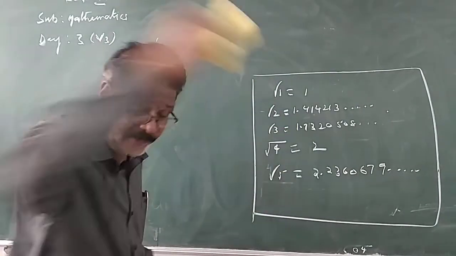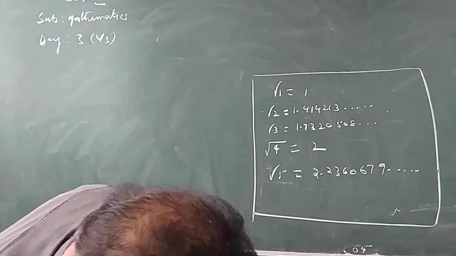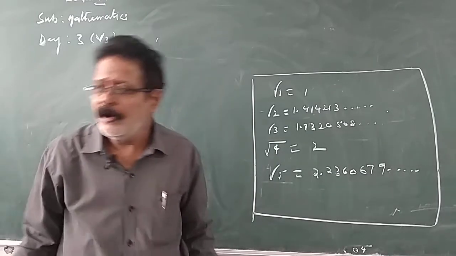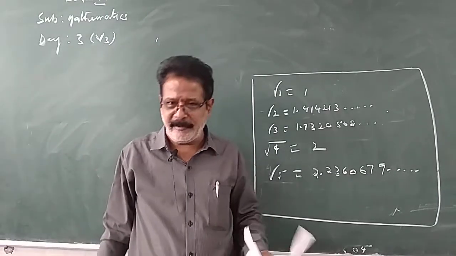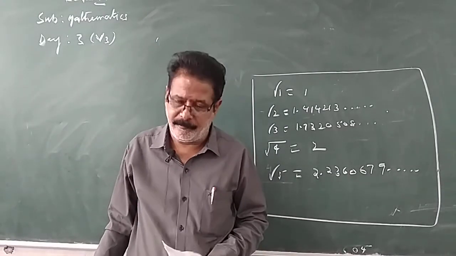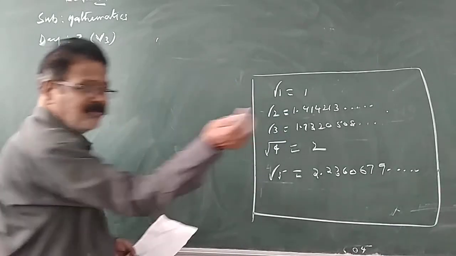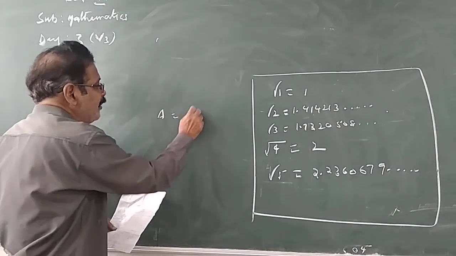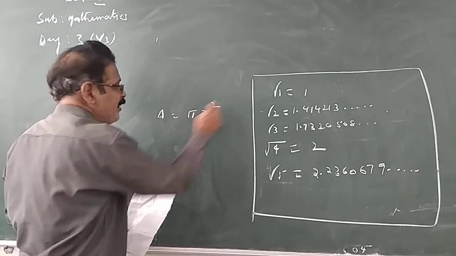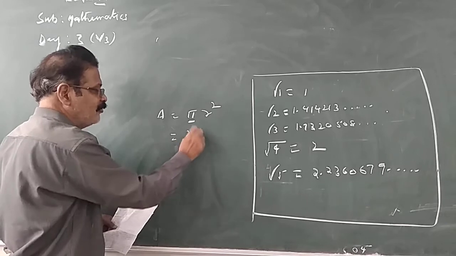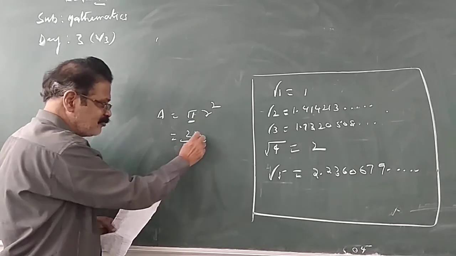What is the importance of pi? As you know, pi is equal to 22/7. We used to take the value of pi as 22/7 while doing mensuration problems. Find the area of the circle. You know the area of the circle formula: A is equal to pi r square, where we used to take the pi value as 22/7.